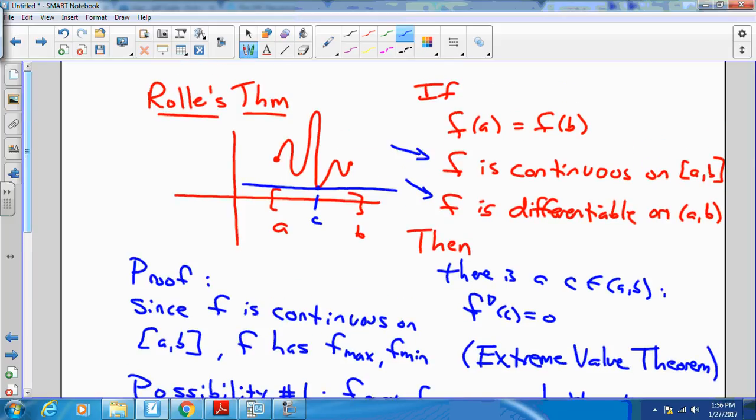I want you to notice how the three conditions were used here. First, we used continuity to establish that there must be a max and min. Then we used the fact that f of a equals f of b to handle the case where the max and min were at the endpoints. And then we used the fact that f is differentiable to handle the case where the max or min is in the interior. So all three conditions are necessary, and together they are sufficient to guarantee a point of horizontal tangency.